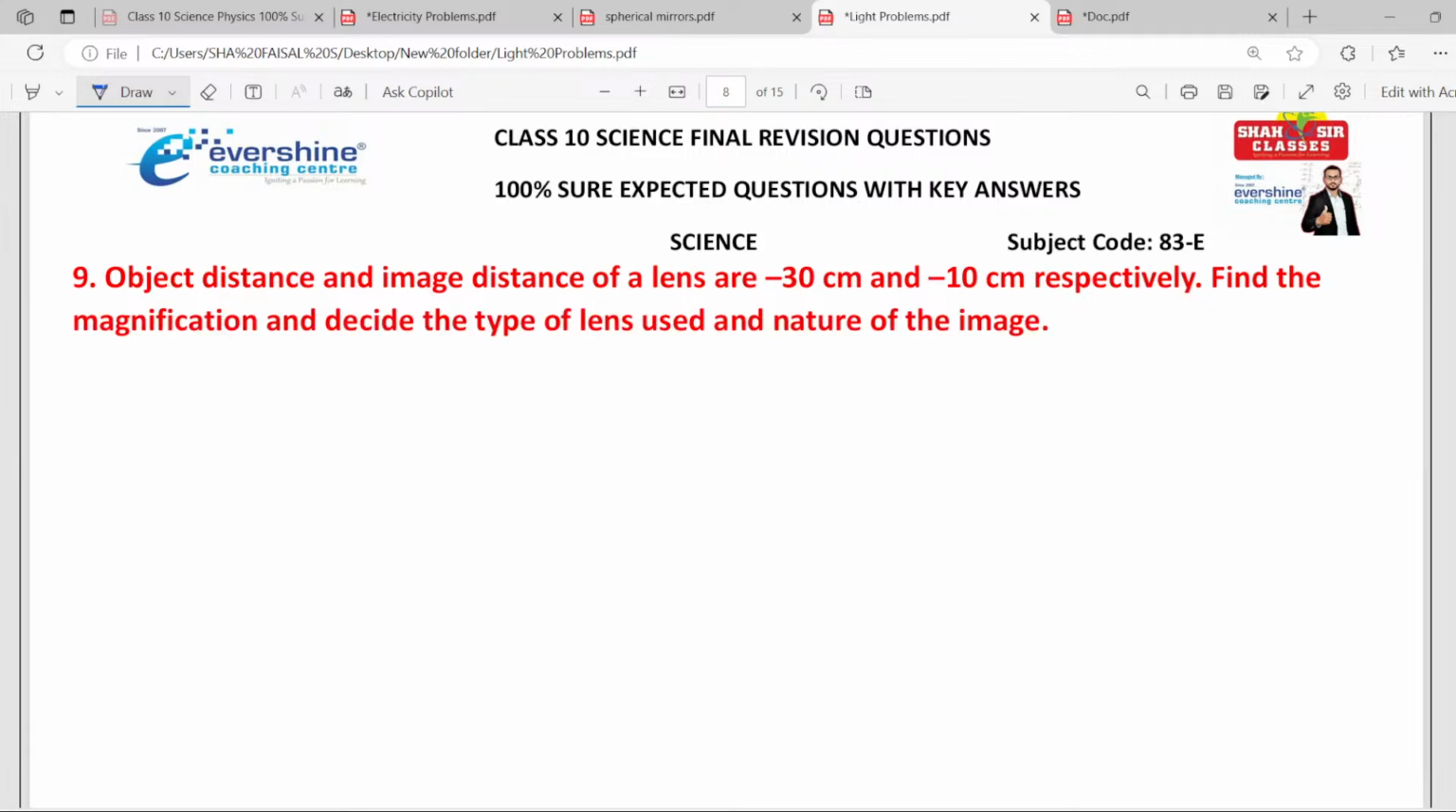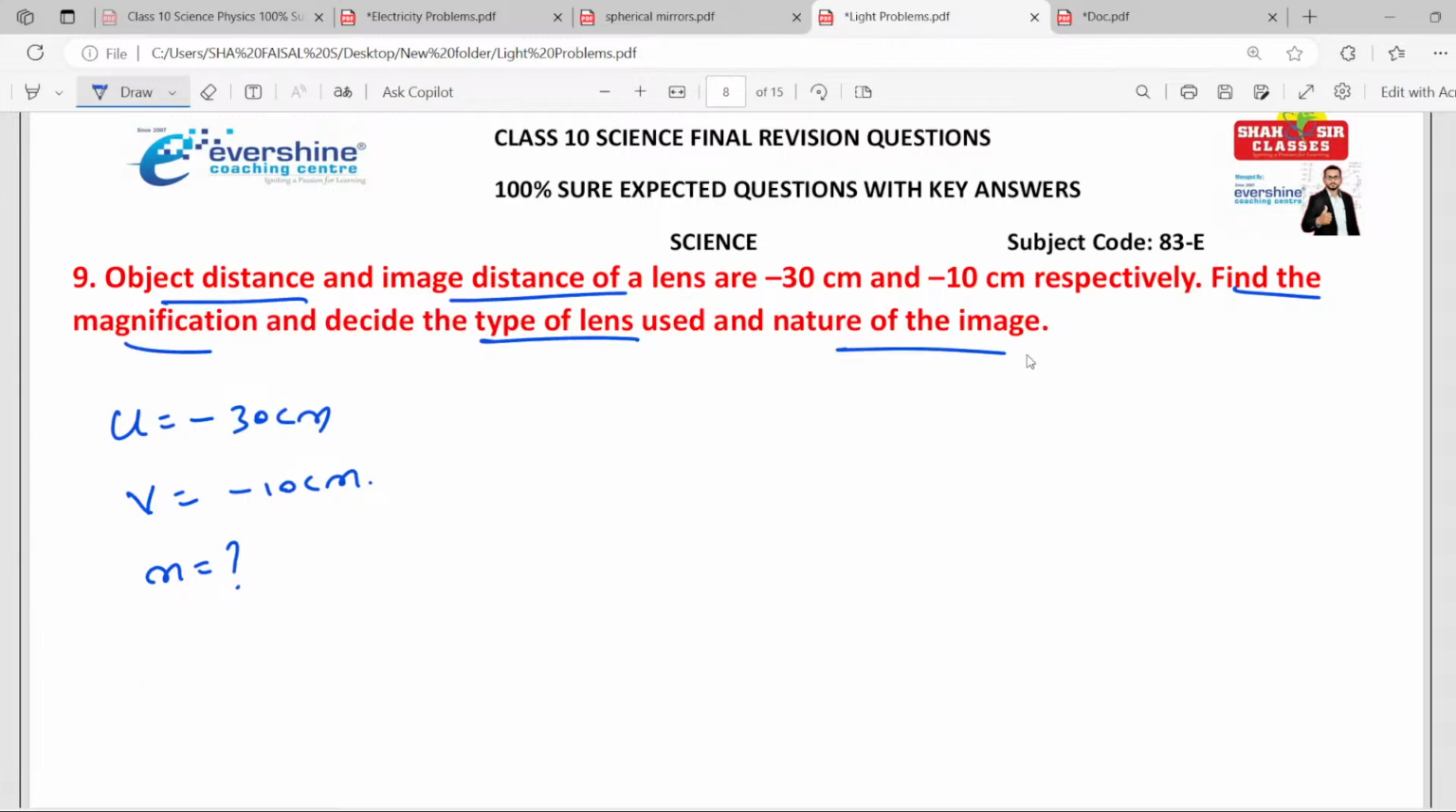Object distance and image distance of a lens are minus 30 centimeter and minus 10 centimeter respectively. Find the magnification and decide the type of lens used and nature of the image. Let me proceed. So what all values have they given? Object distance u value they have given is minus 30 centimeter. Image distance v they have given is minus 10 centimeter. Great. What are they asking? To calculate magnification and also to name the type of lens used and also the nature of the image.